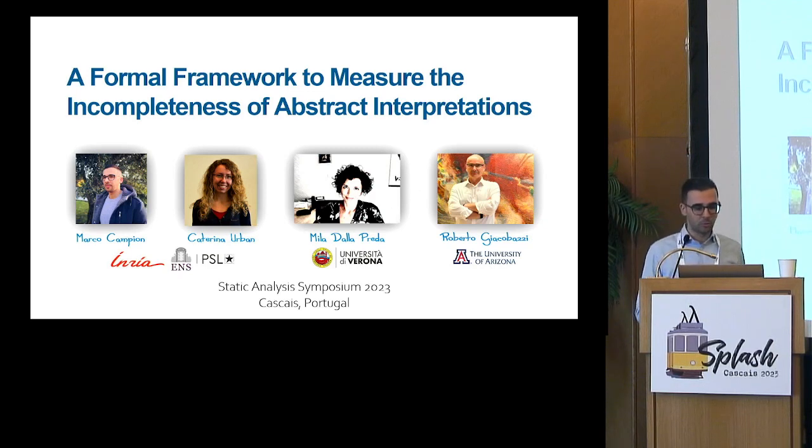This is a joint work with Caterina from INRIA, Mila Dalla Preda from University of Verona, and Roberto Giacobazzi from University of Arizona. So in this talk, I'm going to formalize the minimum requirements that a distance function should meet in order to measure the incompleteness of abstract interpretation. So again, we are speaking about completeness, and its weakening. It is the partial completeness in this case.